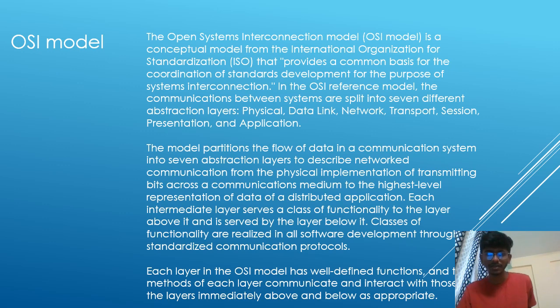application. Each intermediate layer serves a different class of functionality to the layer above it and is served by the layer below it. Classes of functionality are realized in all software development through standardized communication protocols. Each layer in the OSI model has well-defined functions, and the methods of each layer communicate and interact with the layer immediately above and below as appropriate. Moving to the next slide.